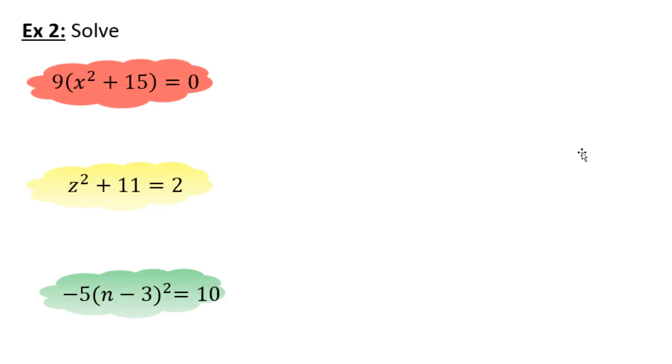I'm going to go ahead and just work on the hardest, which would be the green level problem, just to give you guys another example. I'm going to rewrite it as negative 5 times (n minus 3) squared is equal to 10. So again, I'm going to have to solve for n. If I want to solve for n, I'm going to divide both sides by negative 5.